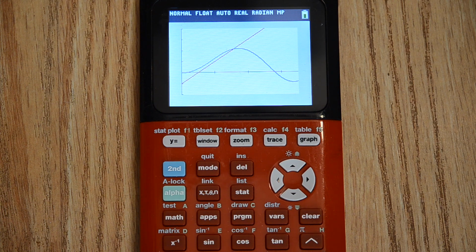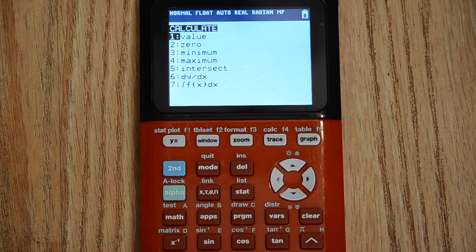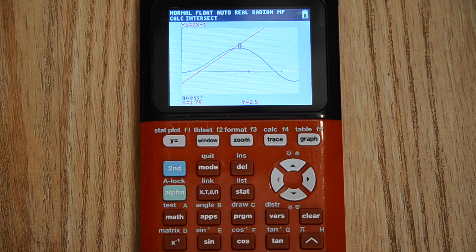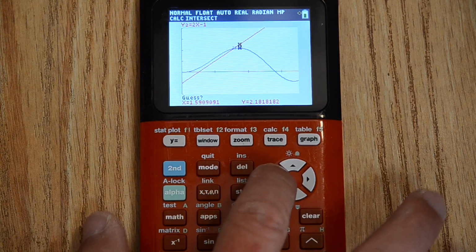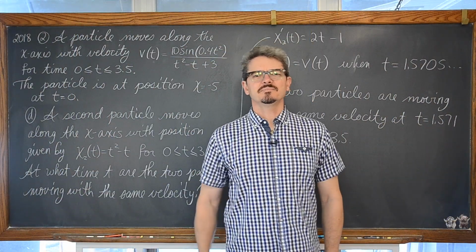Boom, so there's the intersection of our graphs. Second calc, ask for the intersection between the two functions. What's the first, what's the second? Guess, not too important here because it appears like there's only one. And there's our time at which the two velocities are equal. That time is 1.57054. Hi, Mr. True. Bam! Go do your homework.